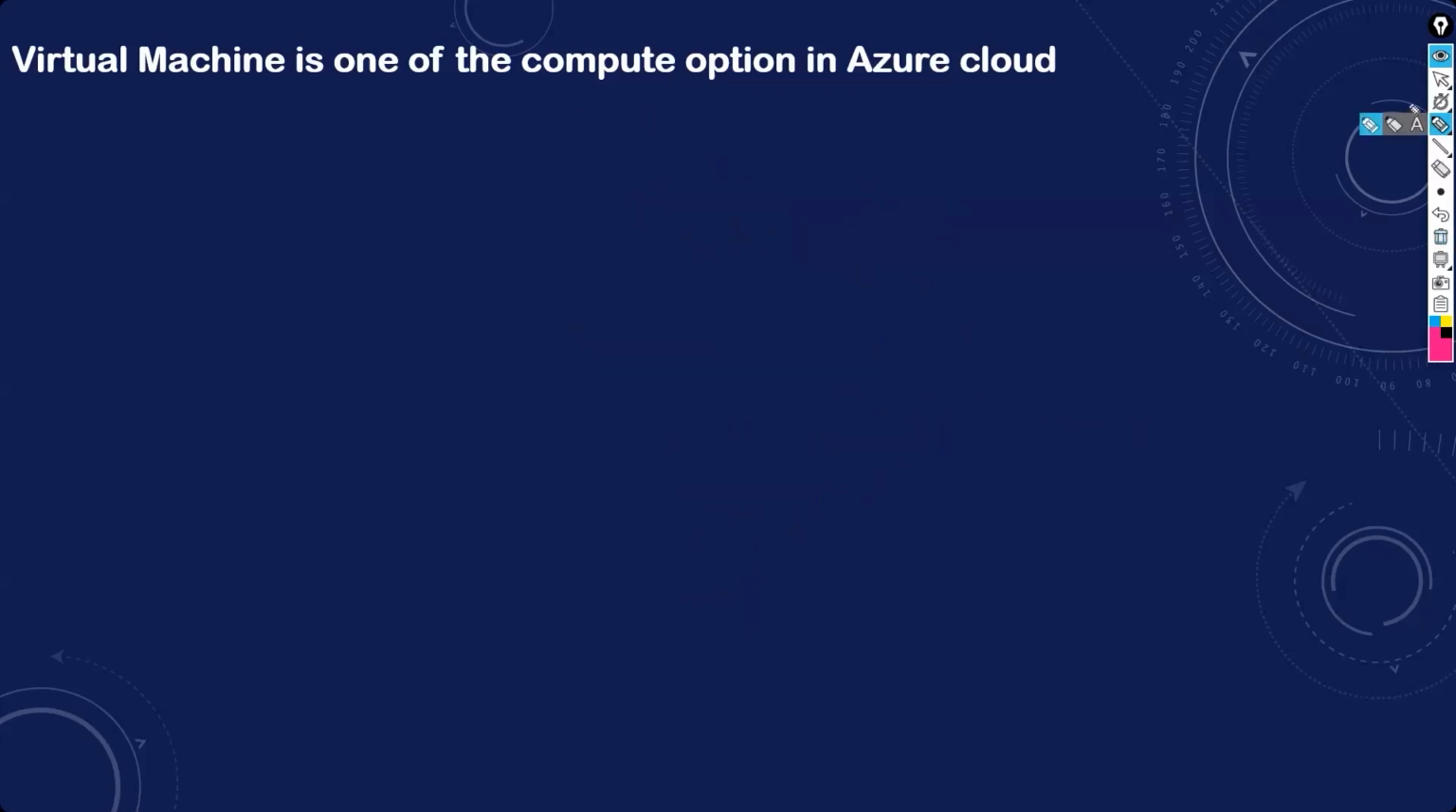So these are all the reasons why we've moved to servers. Now, a virtual machine is one of the compute options. That means if you wanted to install an application, the billing application, it could be the banking application, or any other application, a virtual machine is one of the options.